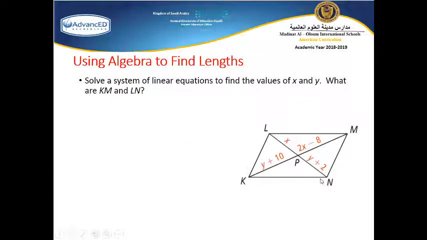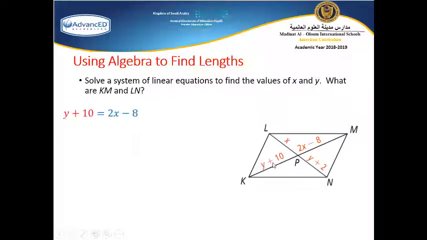How to solve a system of linear equations according to the properties and theorems that we explained. Here KLMN is a parallelogram, and here we have two diagonals. As we said, the two diagonals bisect each other. That means the diagonal is divided into two equal halves, and the other diagonal KM is also divided into two equal halves.